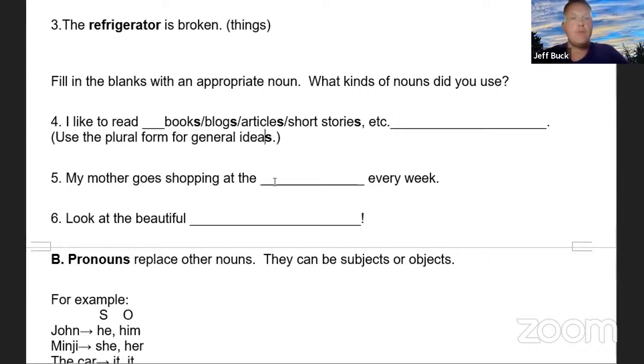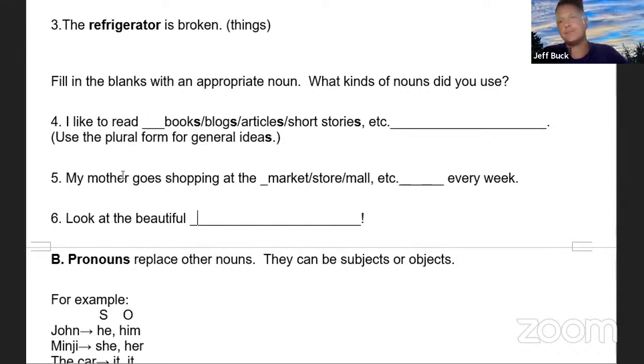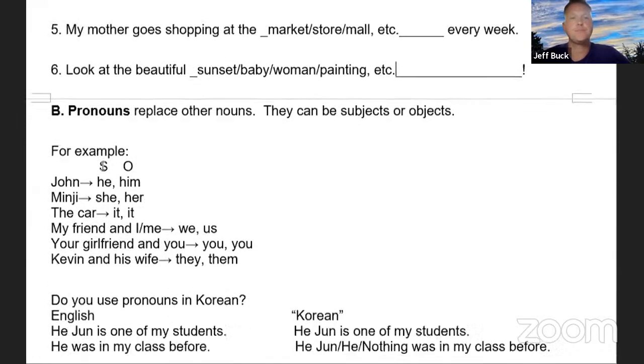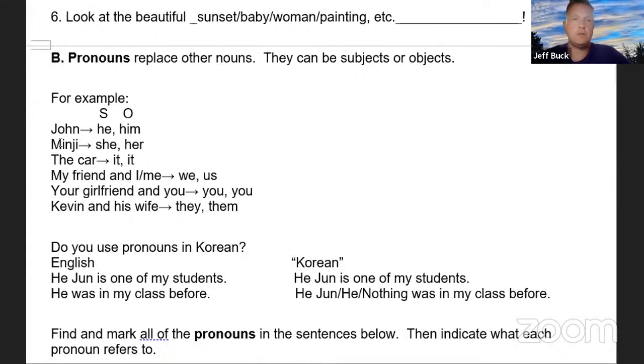Okay, number 5. My mother goes shopping at the market, store, mall, etc. every week. Good. Number 6. Look at the beautiful, behind me, sunset. So here we can have things or people, baby, woman, painting, etc. Good job.